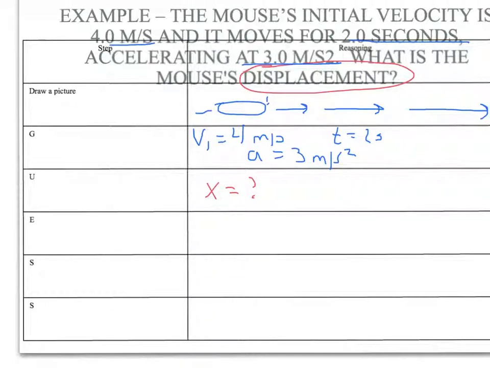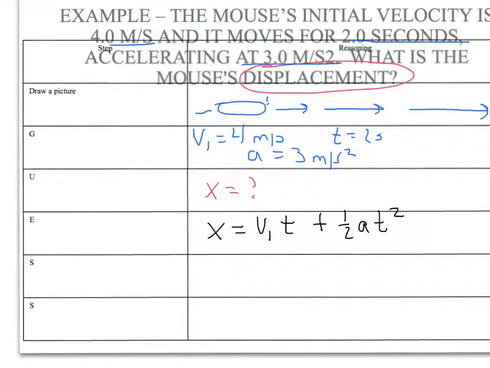And there are multiple ways to solve every problem, but the equation that I'm going to choose is x equals VI times t plus 1/2 AT squared. If you choose to solve this problem a different way, it's okay. It just may require more steps than the way I'm going to solve it.